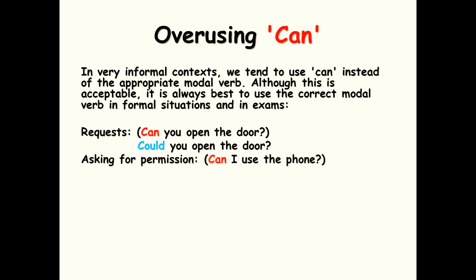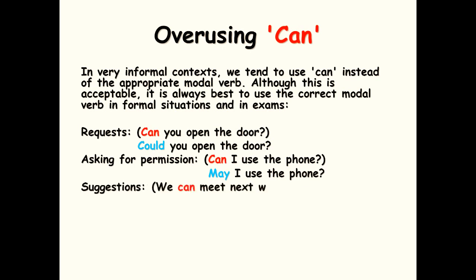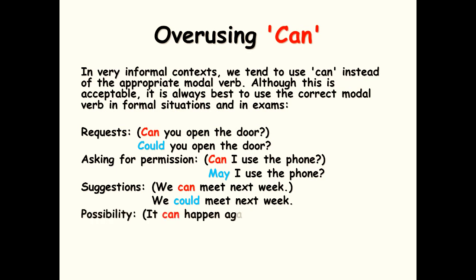Asking for permission. Can I use the phone? May I use the phone? A better one. To make a suggestion, we can meet next week, or we could meet next week. And finally, for a possibility for the present or the future, it can happen again, or it may, might, could happen again.